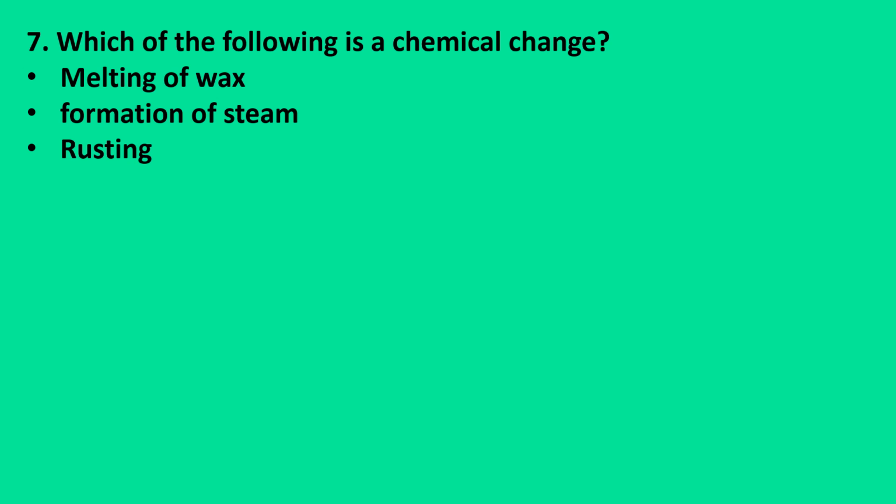Question number 7. Which of the following is a chemical change? Melting of wax, formation of steam or rusting. Melting of wax is a physical change. Formation of steam is a physical change. Rusting is a chemical change. Rusting is when a brownish film or brownish deposit is found on an iron object.